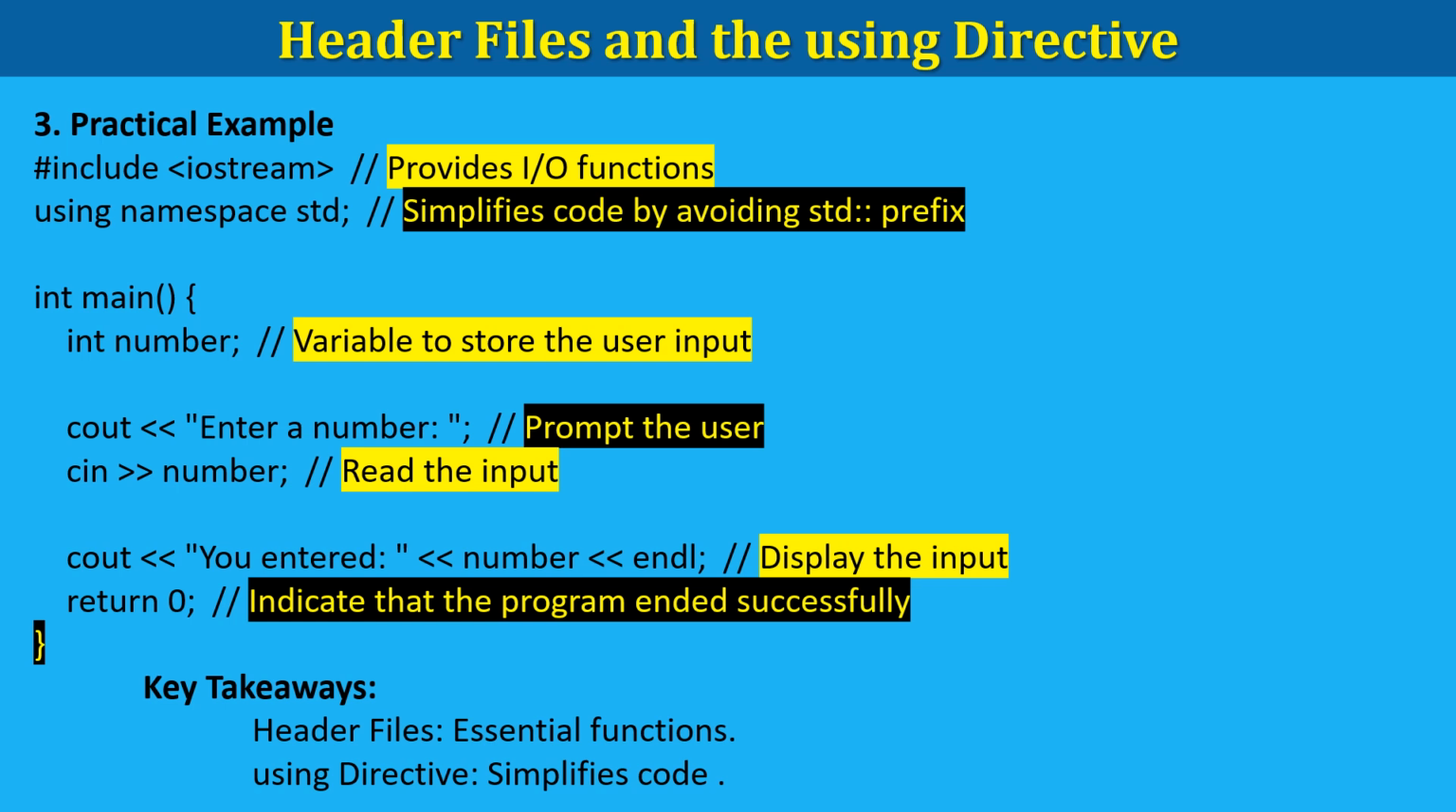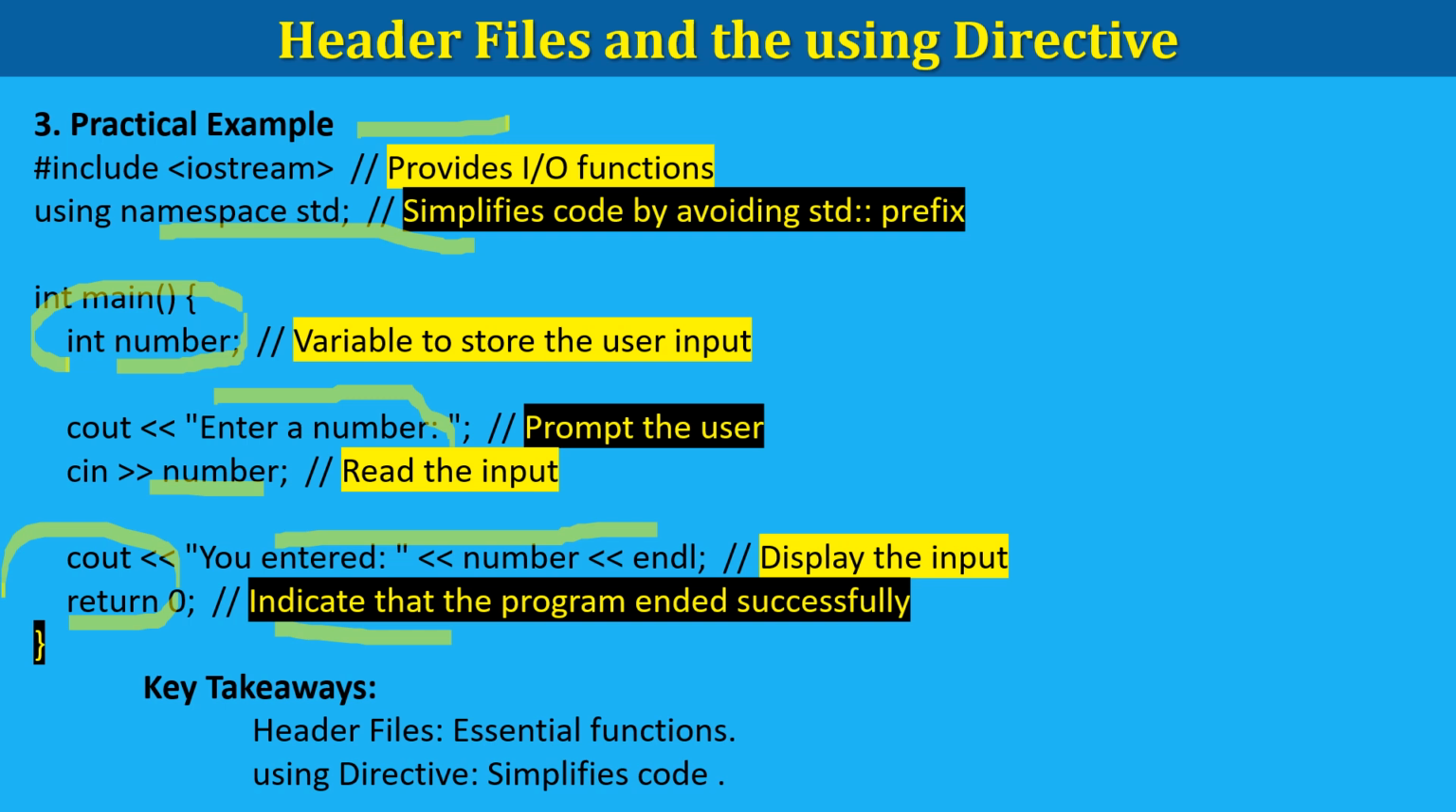A practical example: include iostream provides IO functions, and the namespace simplifies code by avoiding the std prefix. A variable stores the user input, prompts the user, and reads the input. You enter a number, display the input, and indicate that the program has ended successfully.